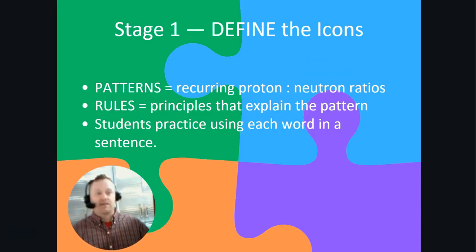In this case, for patterns, they're looking for ratios of protons to neutrons that make matter stable or unstable. They're also looking for other types of patterns that might exist. What makes a molecule neutral? What makes an atom neutral?